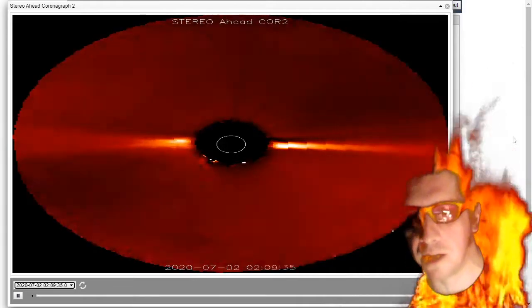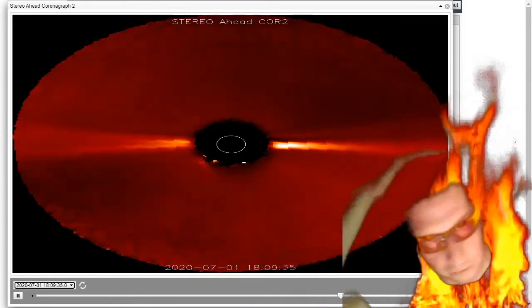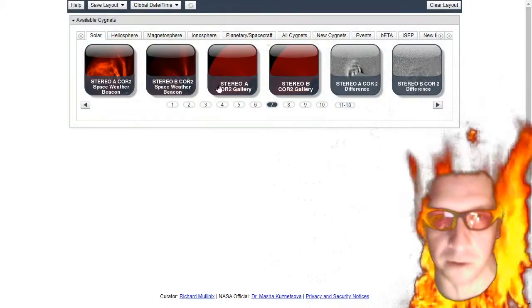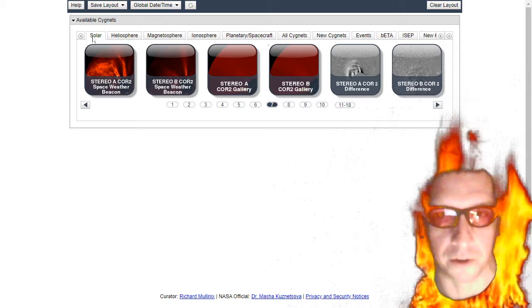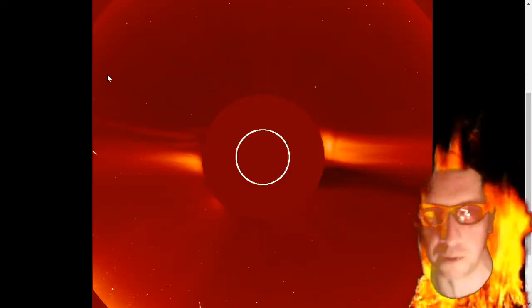And there could be a coronal mass ejection about to kick off here in the Earth-facing zone. If you want to keep an eye on that, check out the Integrated Space Weather Analysis Center. It's under the Solar tab on page 7, STEREO A Core 2 Space Weather Beacon.